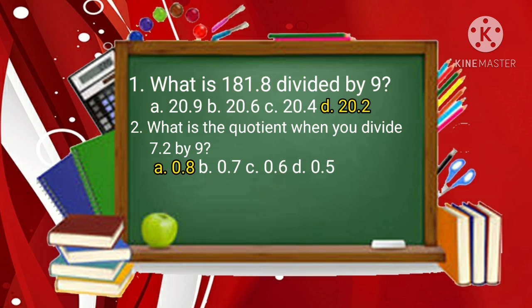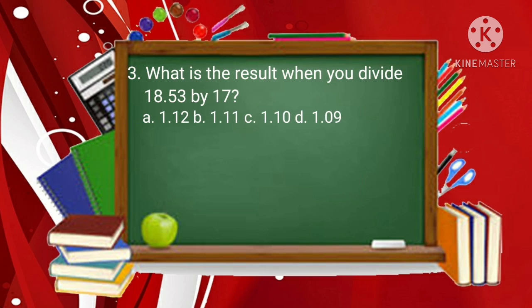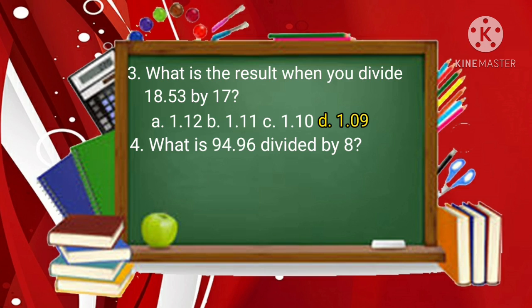0 and 8 tenths. What is the result when you divide 18 and 53 by 17? A. 1 and 12 hundredths. B. 1 and 11 hundredths. C. 1 and 10 hundredths. Or letter D. 1 and 9 hundredths. Yes, the correct answer is letter D. 1 and 9 hundredths.